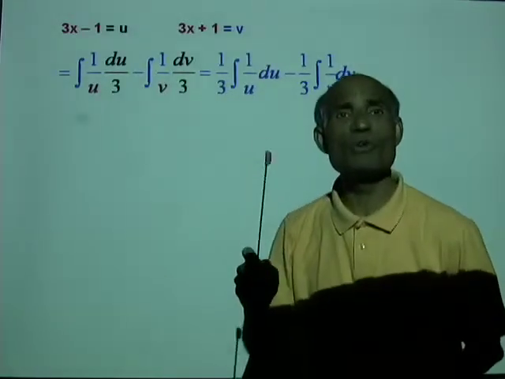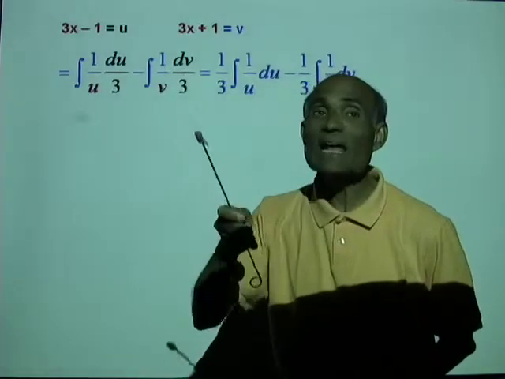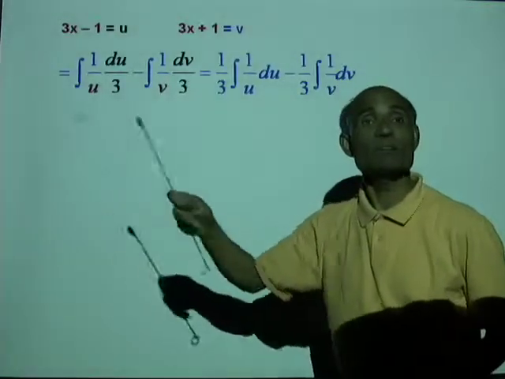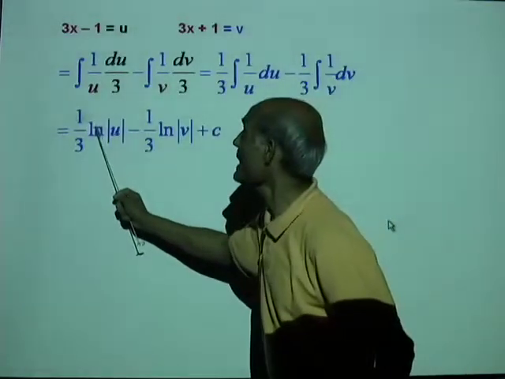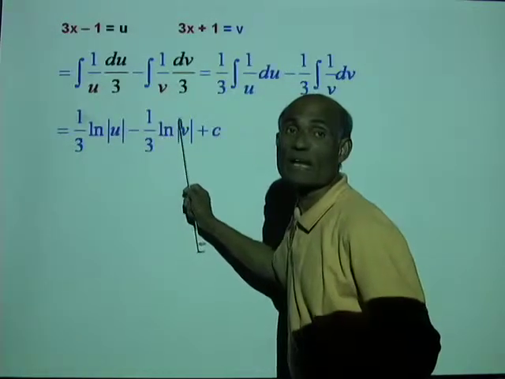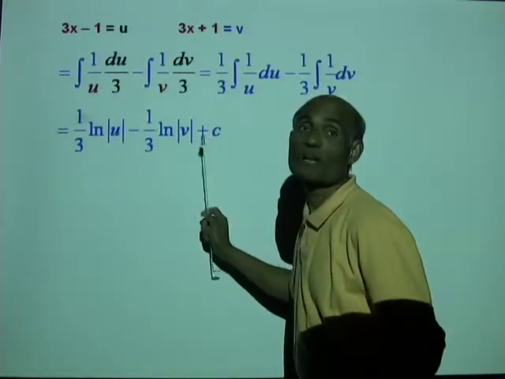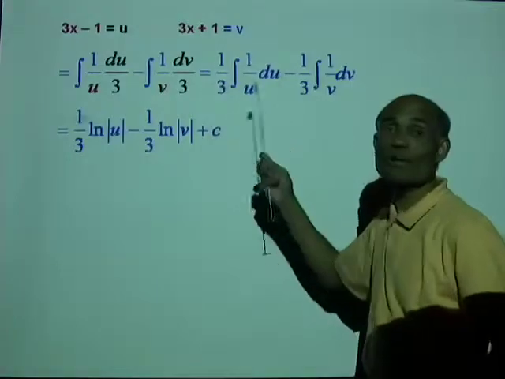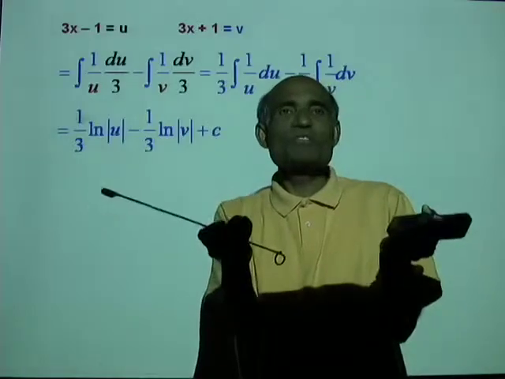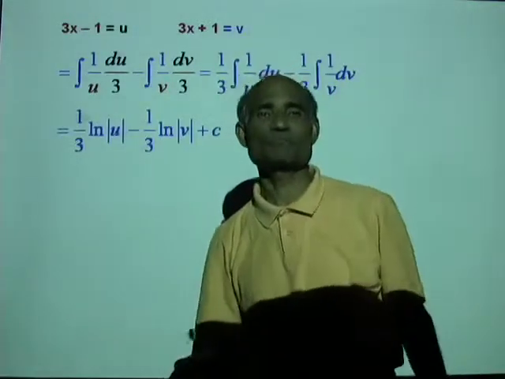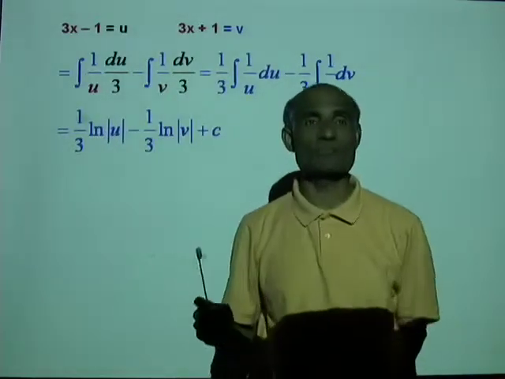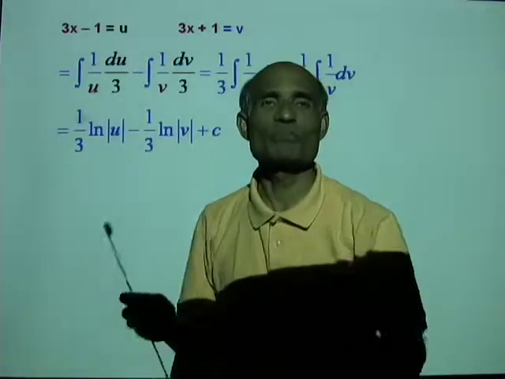What is integral 1 over u du? It's ln of u plus c, and this one is ln of v plus c. So you have 1/3 ln absolute value of u minus 1/3 ln absolute value of v plus c. We need only one constant, although we have two integrals. Is that right? There's no need to put two constants, because two constants will add to give you a single constant. All right, now if you use the properties of logarithms, what are the properties of logarithms?